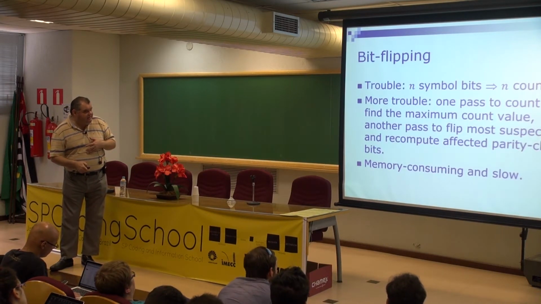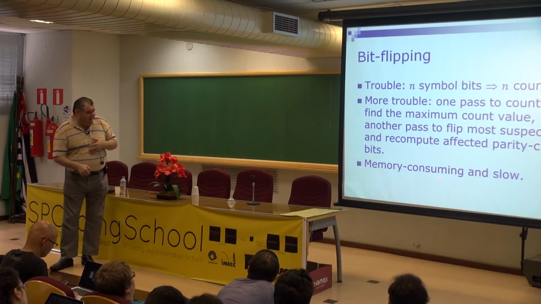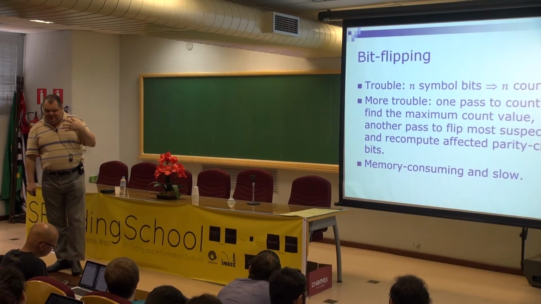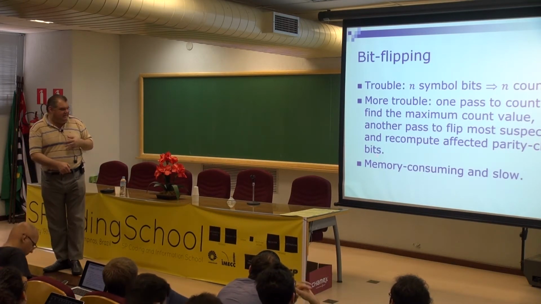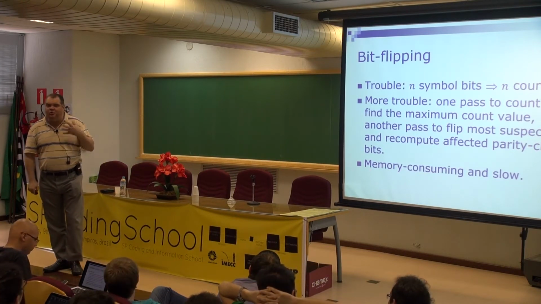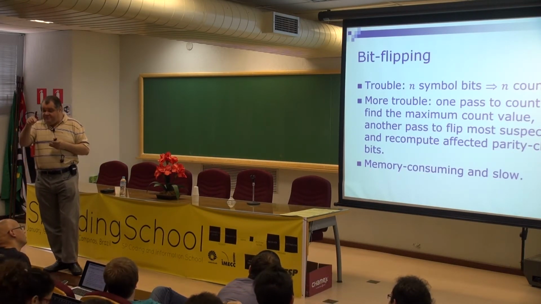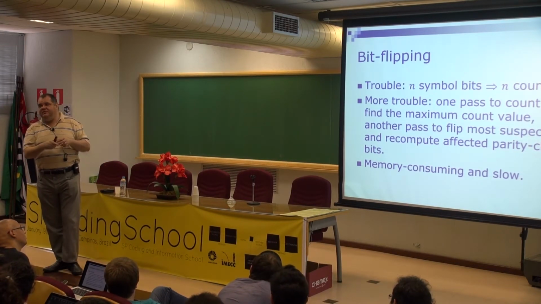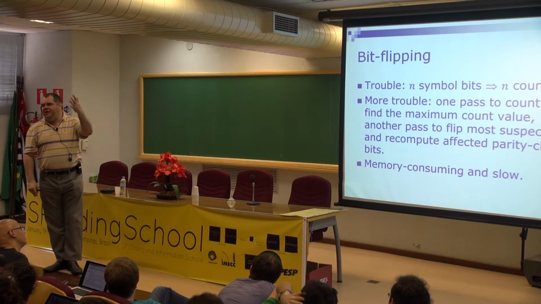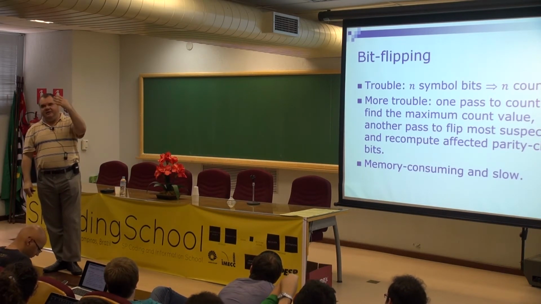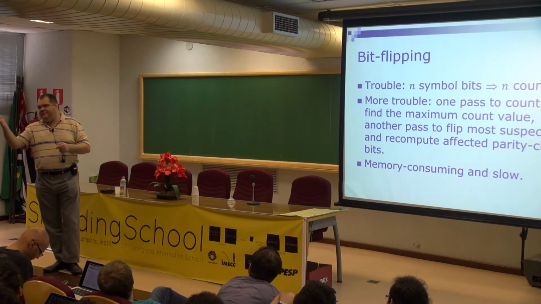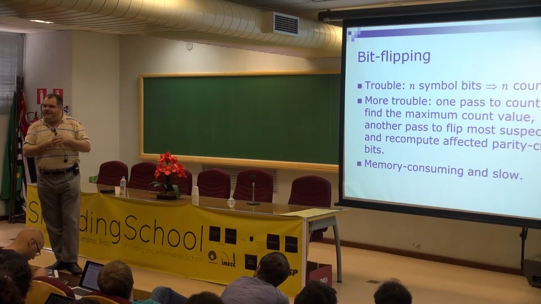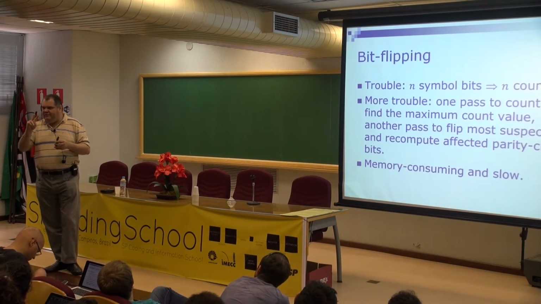What we get here is that, well, we can implement this. The algorithm is very simple. The only thing that is not really good here is that it's quite memory consuming and slow. We have to count how many parity checks each position affects. So this position is involved in this number of parity check errors. The other position, another number. Then we find the positions with the largest number of affected parity checks, and we flip them.